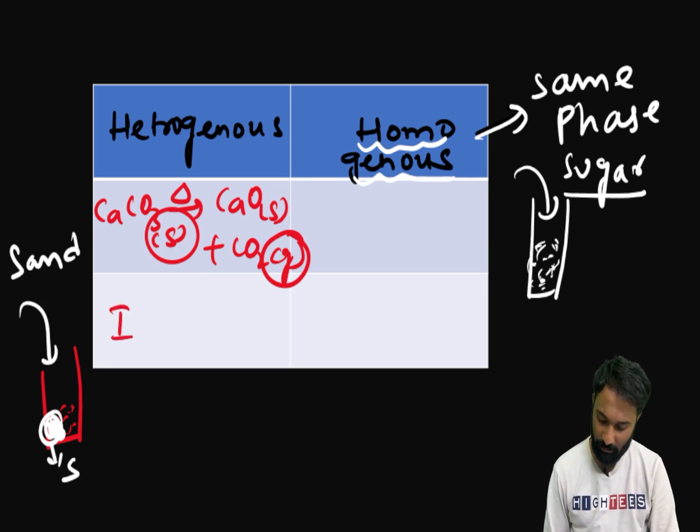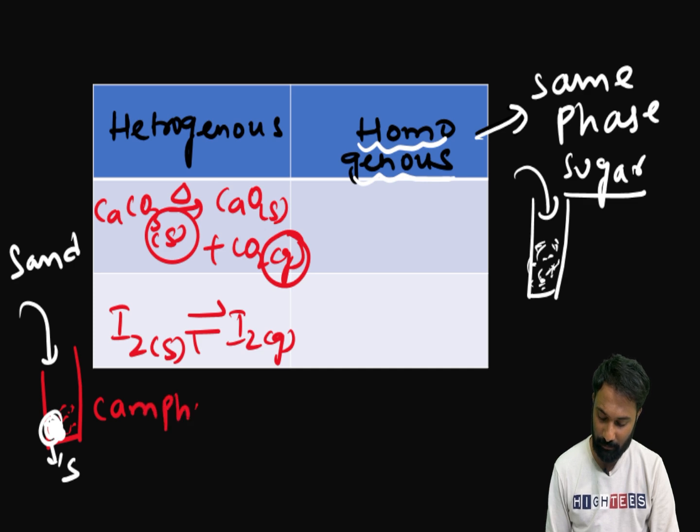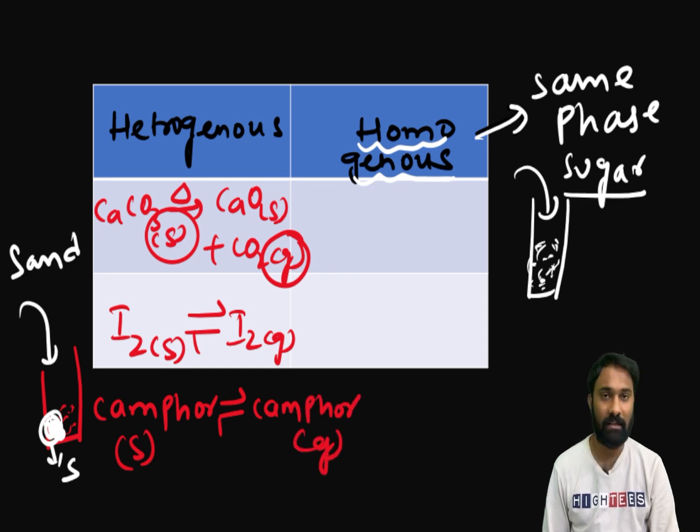Next example, sir. I2 solid converted into I2 gas. Now, I said camphor, right? Camphor solid, if you heat it directly, it will be converted into camphor gas. Clear? These come under the heterogeneous.